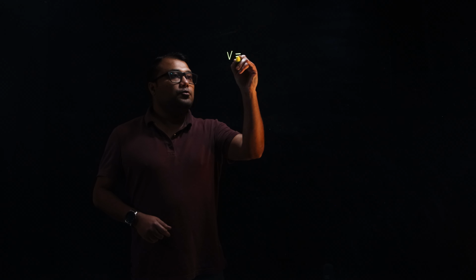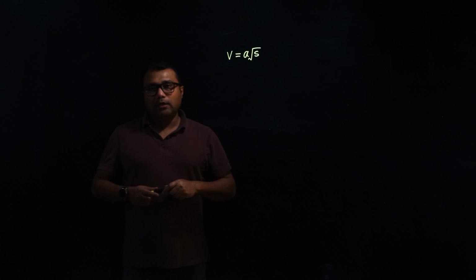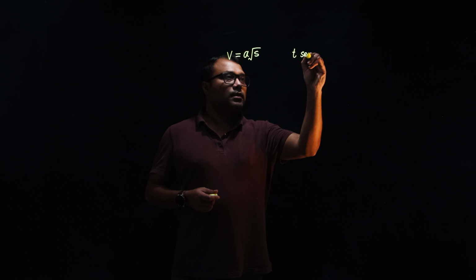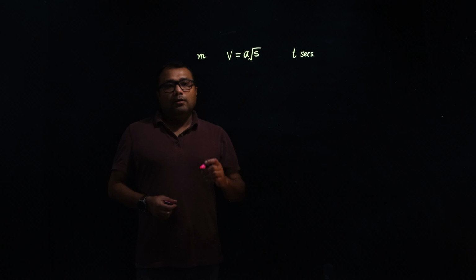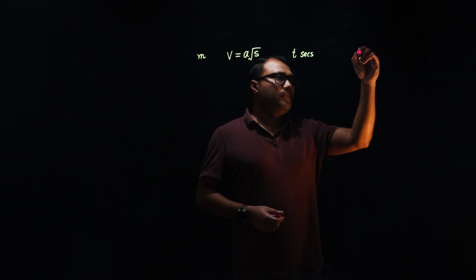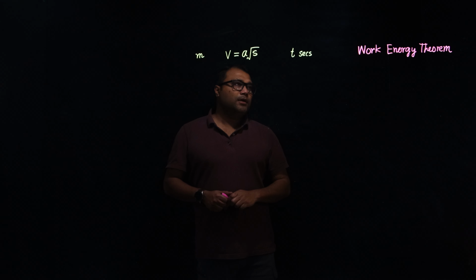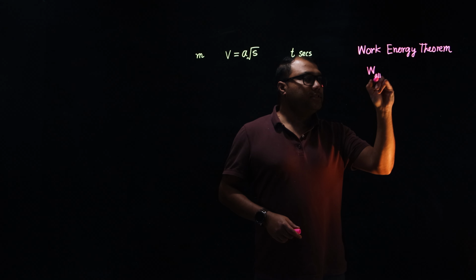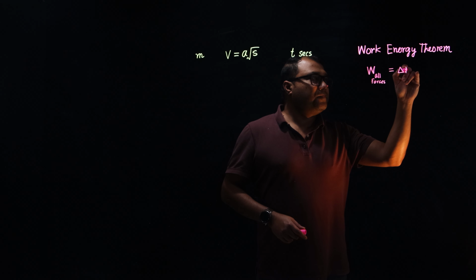Okay. So it's given v equals a root s, and we have to find out the work done by all the forces in the first t seconds. Also the mass is given as m. When we have to find out the work done, we can use the work energy theorem. The work energy theorem says work done by all forces is equal to the change in kinetic energy.